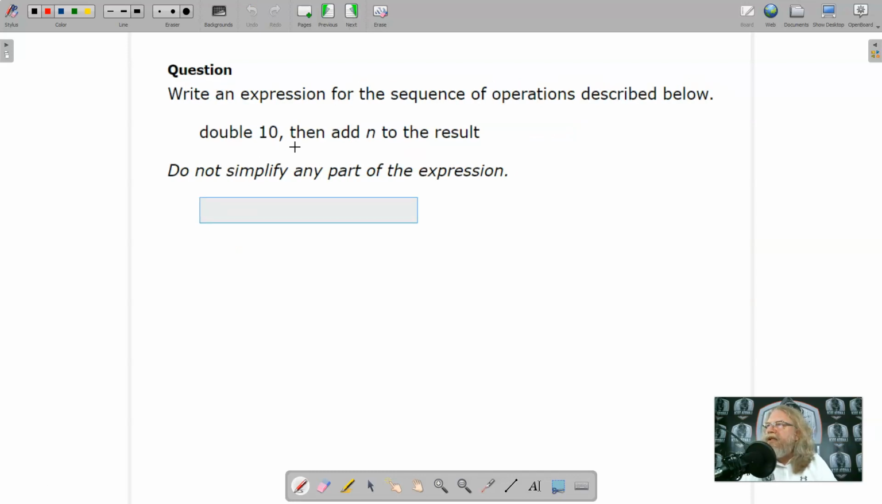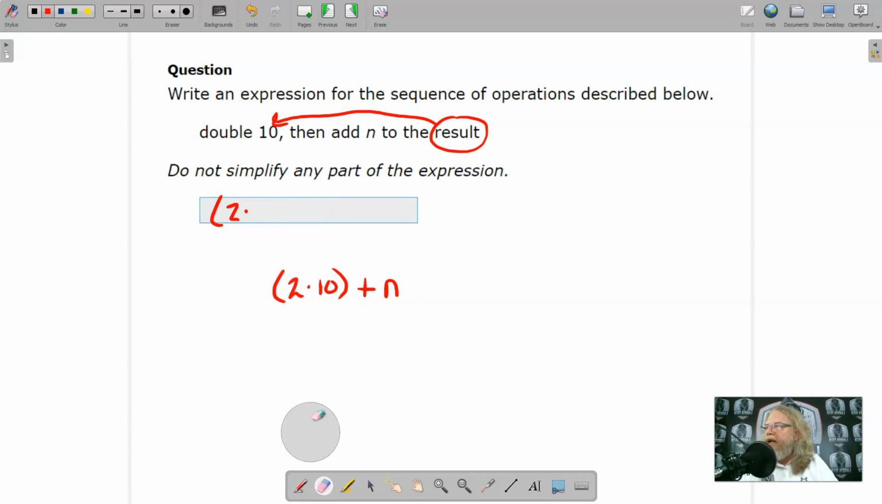On the next one, it says to double 10, then add n to the result. Well, how do we double something? We multiply it by 2. So let's go ahead and double 10. We have to do this first, so we're going to do 2 times 10. We're going to double 10. Then we're going to add n to the result. What's the result? The result is doubling 10. So let's go ahead and add n, and we would type in parentheses 2 times 10, and then plus n.